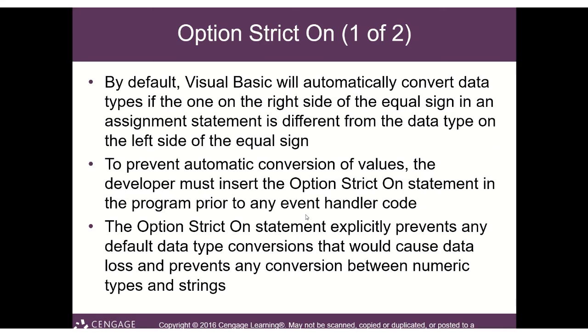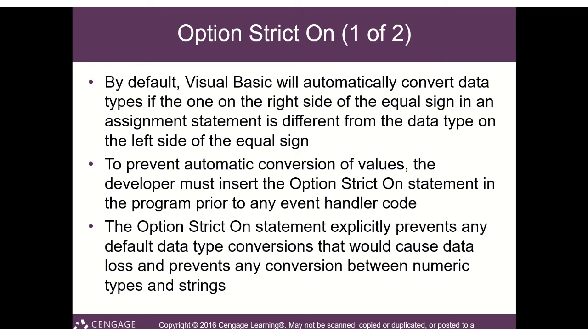Okay, so Option Strict On, we did it in the program. By default, Visual Basic will automatically convert data types if the right side of the equal sign in an assignment statement is different from the data type on the left side. To prevent automatic conversion of values, the developer must insert the Option Strict On statement in the program prior to any event handler code.